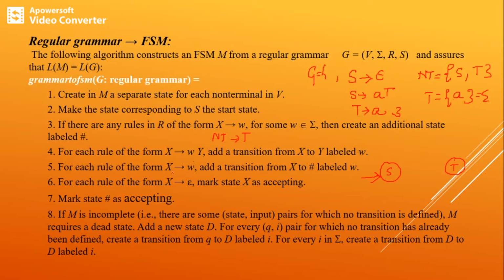Next, if you have a rule like X gives W, add a transition from X to hash labeled W. If you have any rule of the form X gives epsilon, then make X an accepting state. And finally, seventh, mark state hash as an accepting state. Remember, this is one additional rule, but in our example we are not following this much. If M is incomplete, that is, if you feel that some states have no transitions, then you have to create a dead state and join it to the dead state. So S gives epsilon.